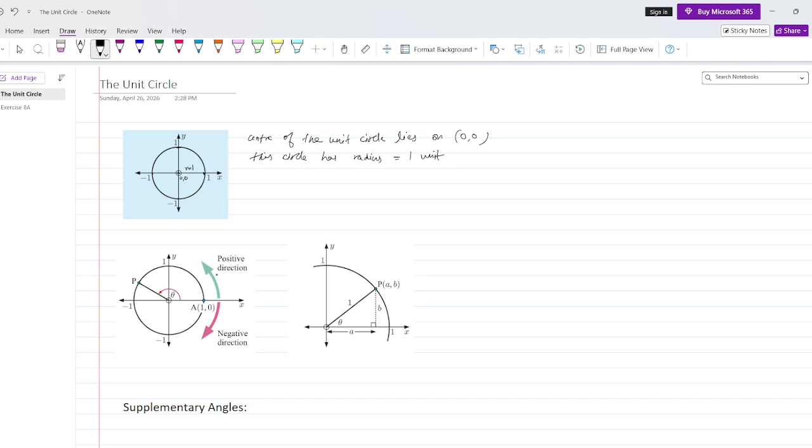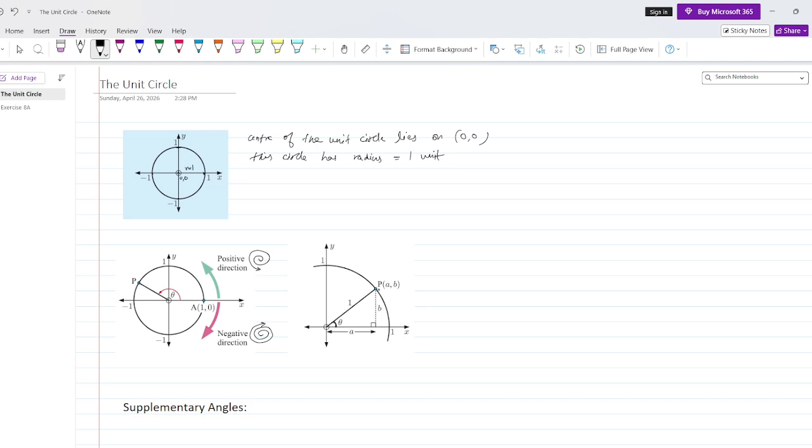Now, this is called the positive direction for the angle, and this is called the negative direction for the angle. So, if we move counterclockwise, that is called the positive direction, and if we move in clockwise direction, this is called the negative direction for theta. Now let's consider this point P we have taken over here. This is point P now. Then this angle becomes this much.